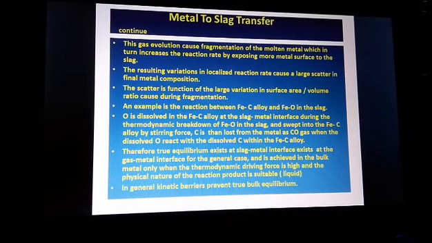Oxide dissolves in the ferrocarbon alloy at the slag-metal interface during the thermodynamic breakdown of ferro-oxide in the slag and is swept into the ferrocarbon alloy by stirring force. Carbon is then lost from the metal as carbon oxide gas when the dissolved oxide reacts with the dissolved carbon within the ferrocarbon alloy.